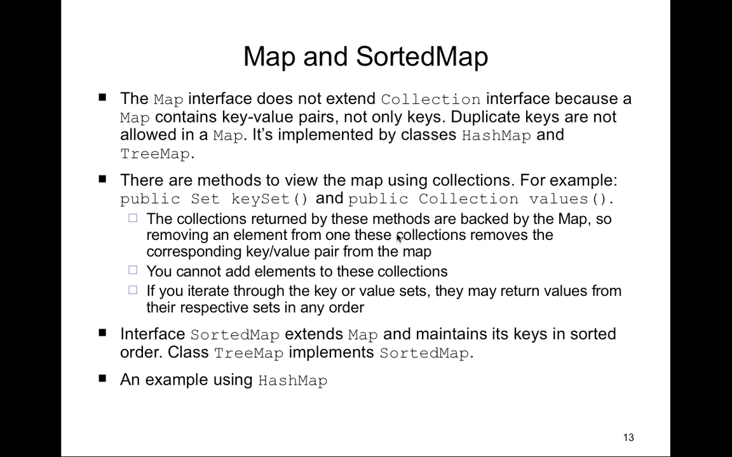The collections returned by the methods are backed by the map. So removing an element from one of the collections removes the corresponding key value pair of the map. Kind of like when you remove an item from the tree, unless you reorganize the tree, you're going to remove the whole branch. In the implementation, you can override that and extend it, because everything is abstract. You can create your own implementation and leave the keys. But when you have an association and you remove a key, you're going to remove the values associated with it. If you iterate through the keys in the value sets, you may return values from their respective sets in any order.